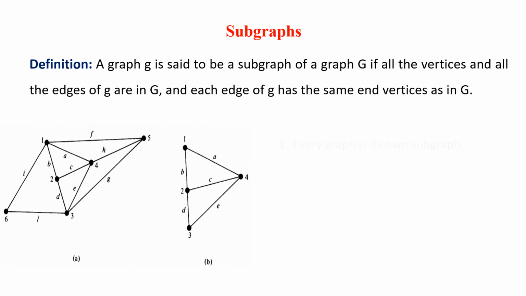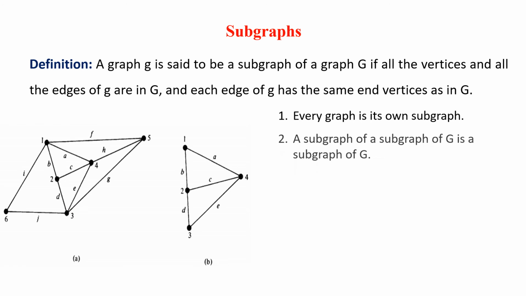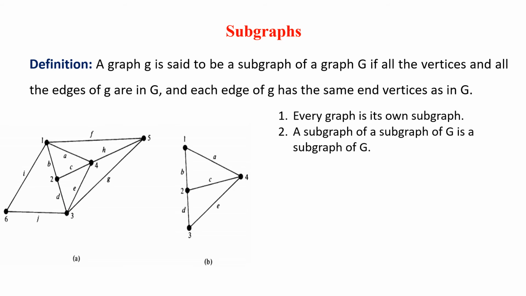Now we have the following properties. Every graph is its own subgraph. That means this graph G itself is a subgraph. Second one, a subgraph of a subgraph of G is a subgraph of G. That is, this is a subgraph. If we take one subgraph from this subgraph, then it is a subgraph of G.